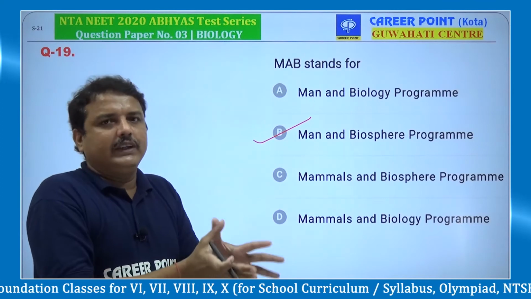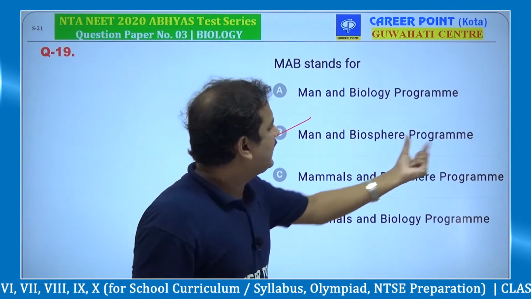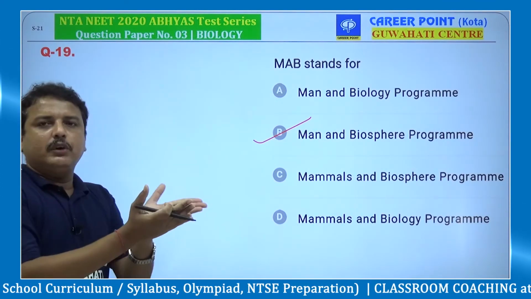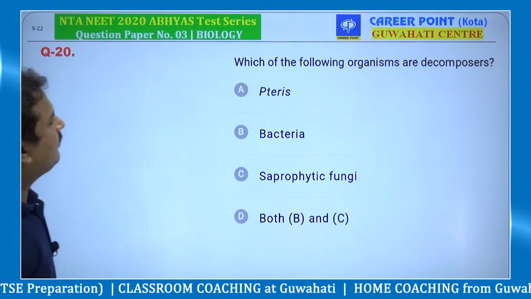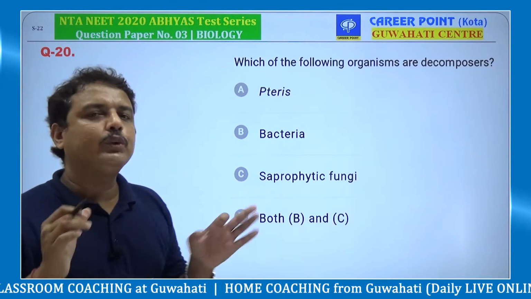So that MAB stands for Man and Biosphere Programme, and it was launched by UNESCO. Please remember that. Next. Which of the following organisms are decomposers?